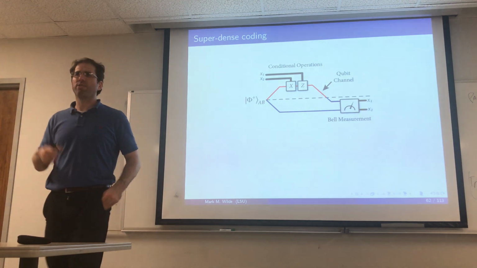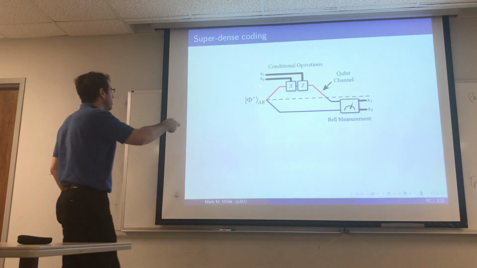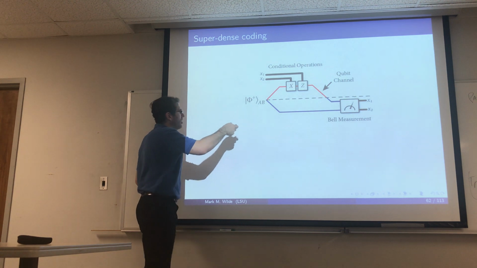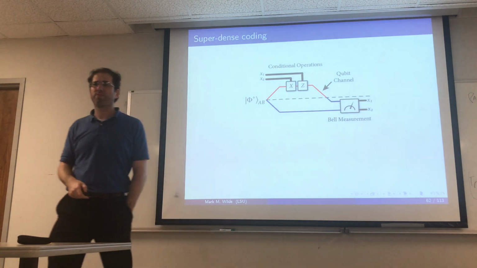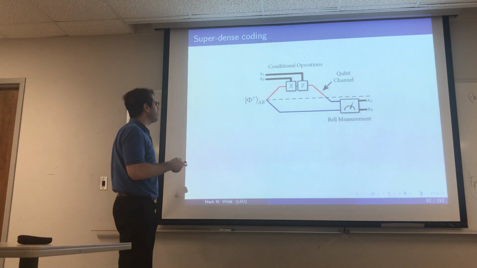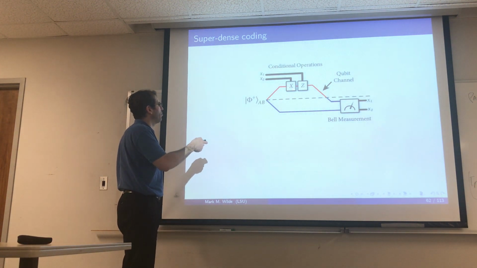Alice would do the Pauli z. Okay? And then similarly, if this x2 is 0, Alice would do nothing. If it's 1, Alice would apply sigma z. Okay? So that's 4 operations, and that's a local operation.